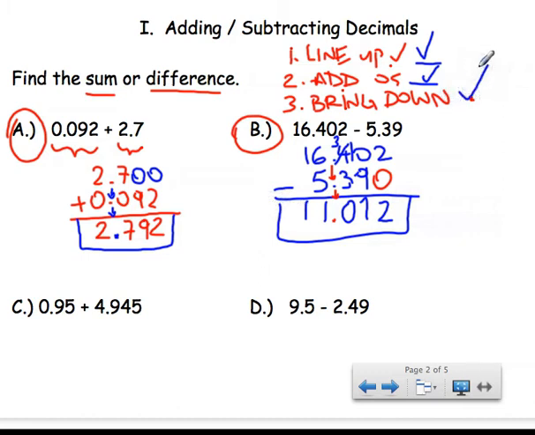So the steps for addition and subtraction are very similar. You line up the decimal, add the zeros, then after you subtract or add, bring down the decimal. I'd like you to stop the video here, and please try C and D. Press play after you've tried them.